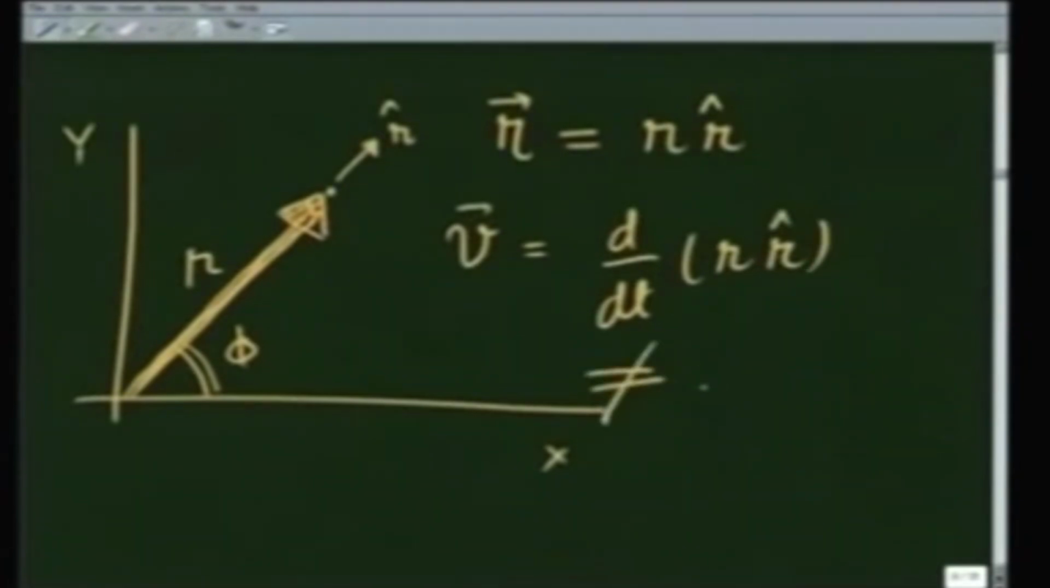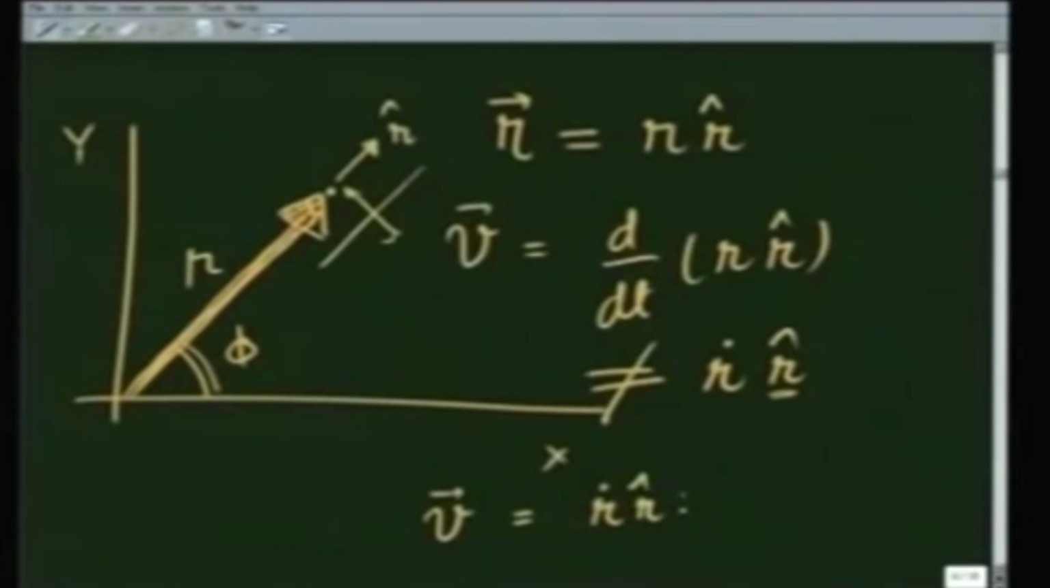not equal to just r dot times r unit vector, because the particle is not just moving in this direction, it is also moving in this direction. And also, both r and unit vector r depend on phi, depend on the position of the particle. So, the velocity really should be written as r dot r plus r d r unit vector by dt, that is the rate of change of the unit vector r itself. Let us see how much it is.